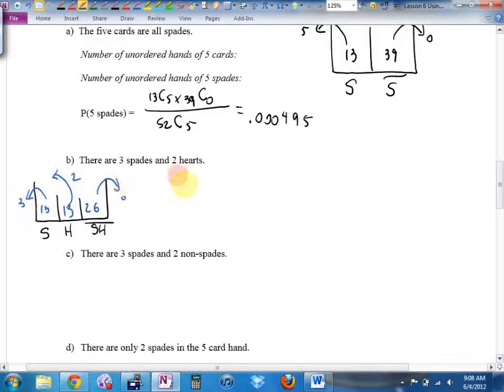So it's going to be 13 choose 3 and 13 choose 2 and from 26, Mr. Dueck, choose 0, all divided by 52 choose 5. By the way, if I add up the first numbers along the top row, it'll give me the first number on the bottom row. If I add up the last numbers along the top row, it'll give me the last number on the bottom row. That'll happen almost all the time.